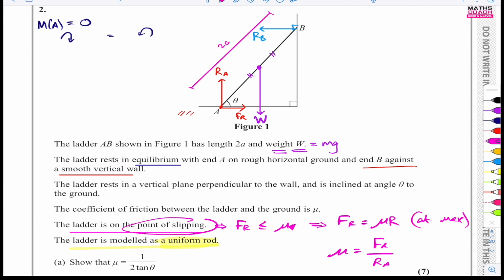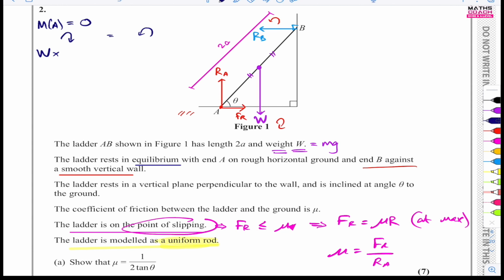So if we were to pivot from point A, the W is going to turn it clockwise. So I'm just going to make a note that W is going to turn it clockwise. Therefore, the reaction at B is going to turn it anti-clockwise. So let's start with the clockwise one. So W is going to turn it clockwise. The formula for moment is force times the perpendicular distance. So W times the perpendicular distance.